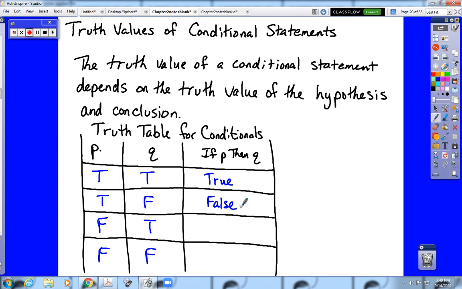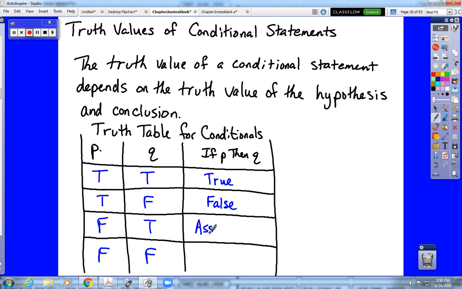The tricky part is the way that conditionals work. The rule of logic states the following. If your conditional statement is based on a false hypothesis, so if the hypothesis is false, you are not allowed to judge the truth value of the overall statement. You simply have to assume that the statement is true. So these last 2 rows, since P is false, we don't have any choice.